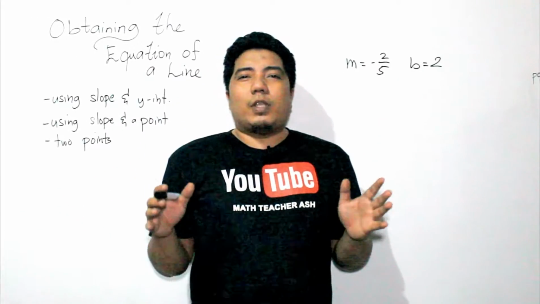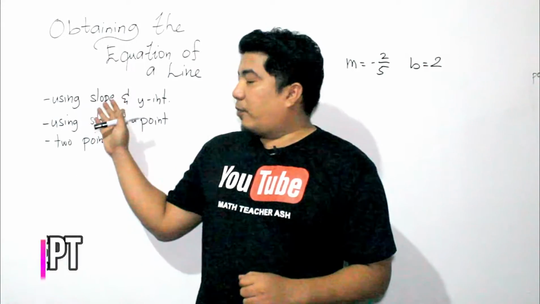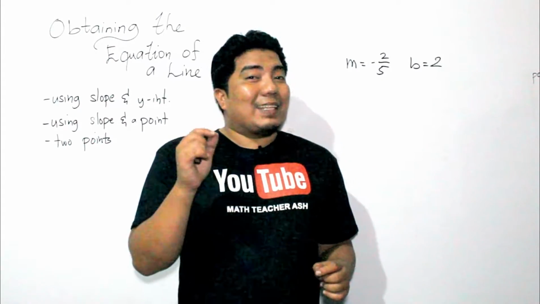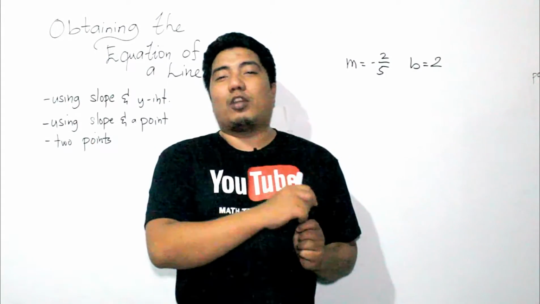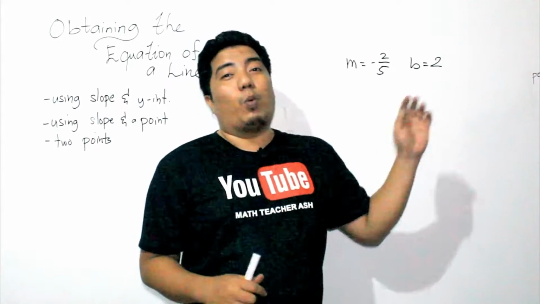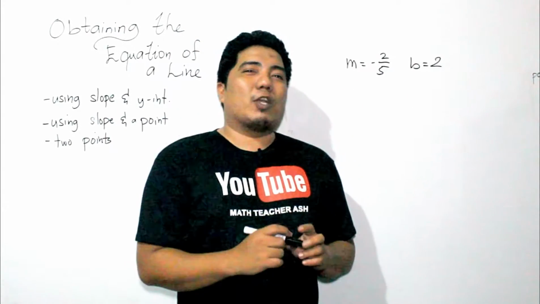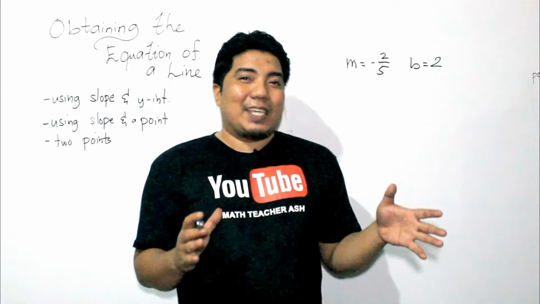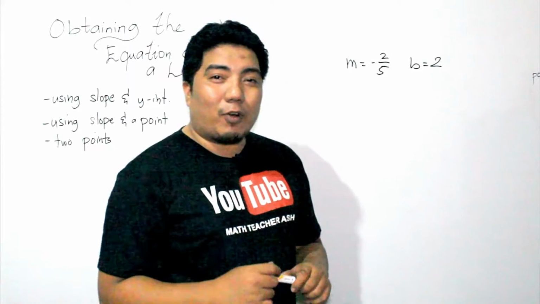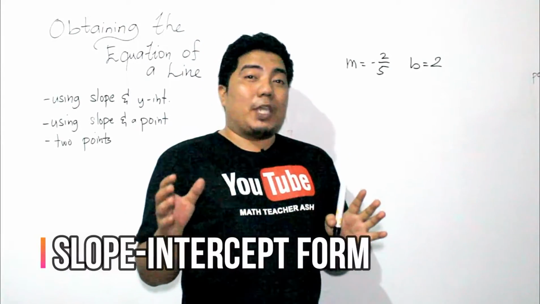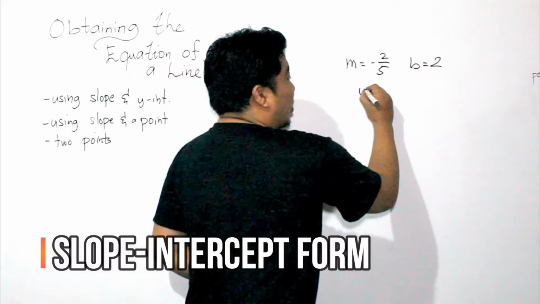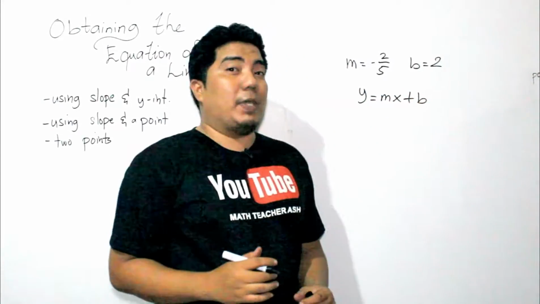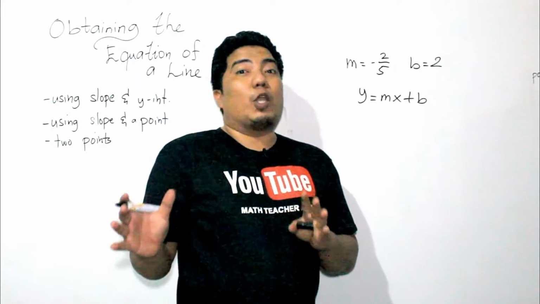Okay, math learners, we will start our discussion with the first condition using the slope and the y-intercept. Do you know that the easiest way to obtain the equation of a line is by the use of the slope and the y-intercept? Why? It is because we have a form that is basically a part of this given scenario. What is that form? That is what we call the slope-intercept form. Remember that in the slope-intercept form, that is y is equal to mx plus b. This is a form of a linear equation.